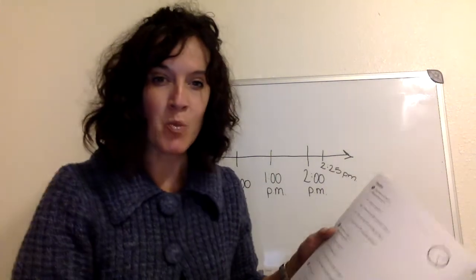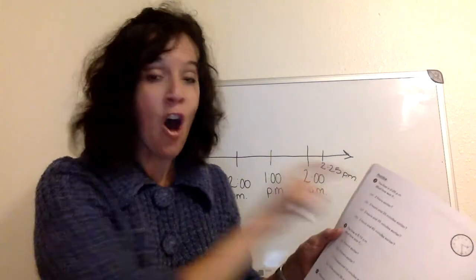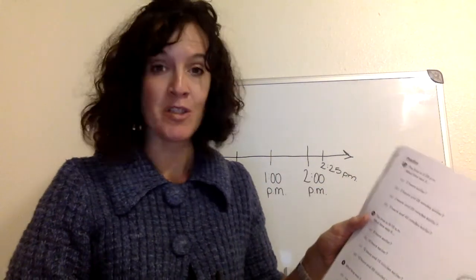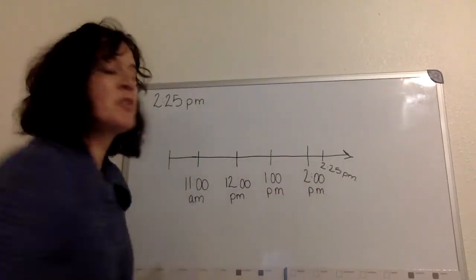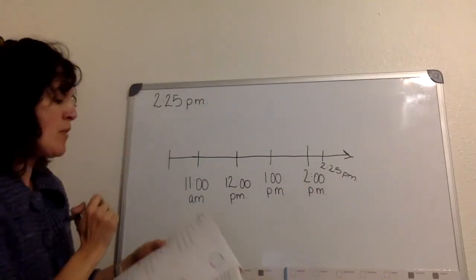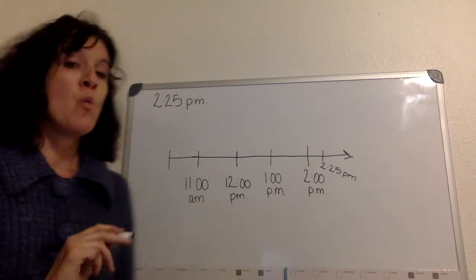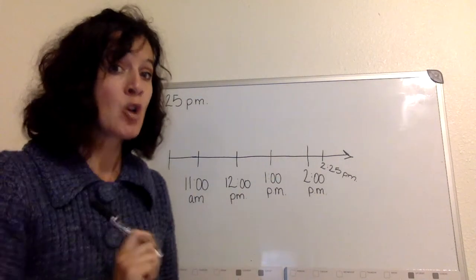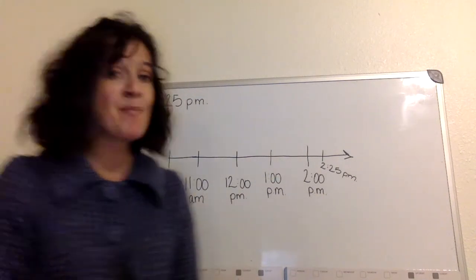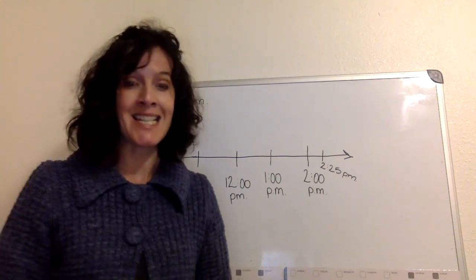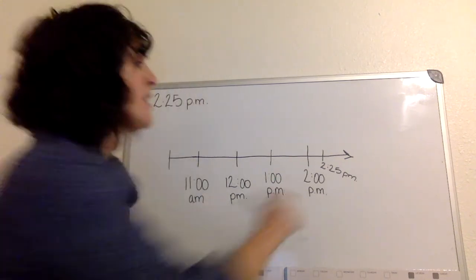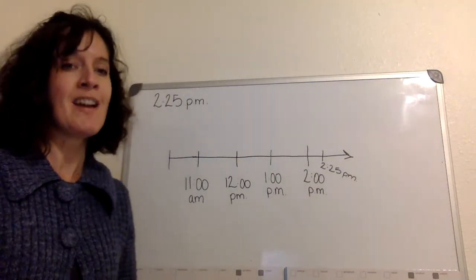Let's move on to page 192, all the way at the top, number 2. We're starting at 2:25 p.m. We want to know what time it was when it was 2 hours earlier. So 2 hours, I'm not dealing with any minutes this time. This one's not so bad. If I start at 2:25 p.m.